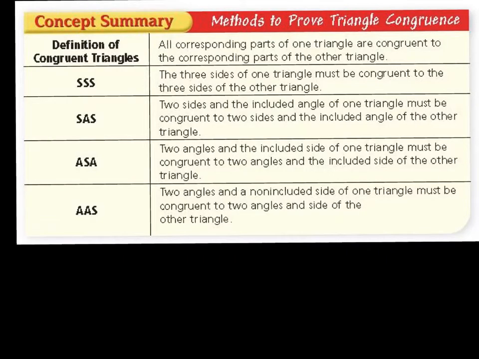So you should already have these 4 methods of triangle congruence in your notes, either side, side, side, all 3 sides are congruent, side, angle, side, a side, included angle, and another side, angle, side, angle, so an angle, included side, another angle, or angle, angle, side. So 2 angles and a non-included side.